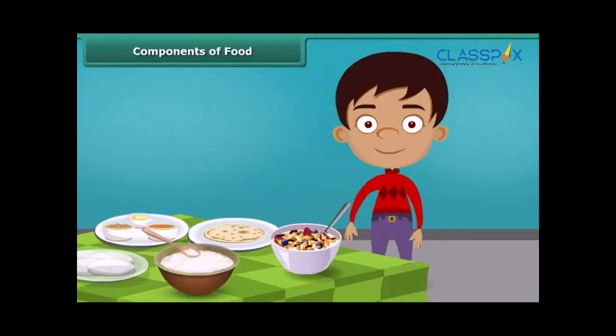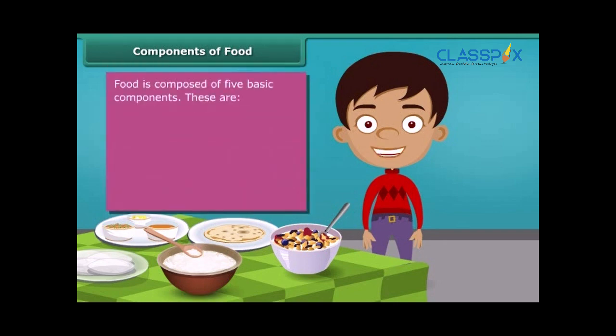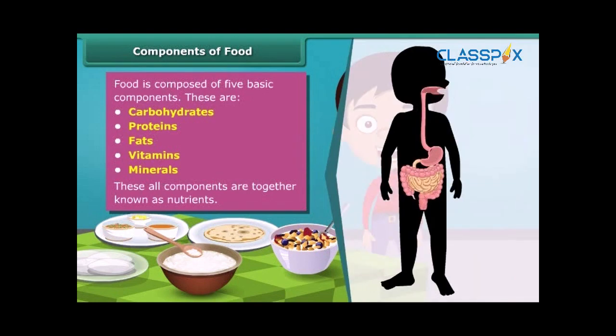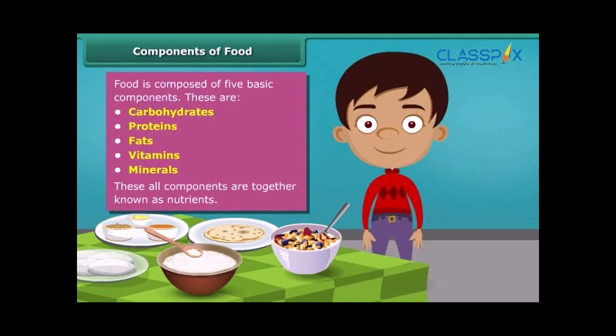Now, a question may arise that how do we get energy by eating food, and why food is known as fuel for our body? Friends, food has 5 basic components in it. These are carbohydrates, proteins, fats, vitamins, and minerals. All these components together are called as nutrients. A body digests food and absorbs these nutrients to provide energy. Some nutrients help us fight against diseases.